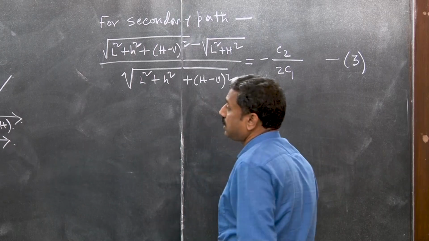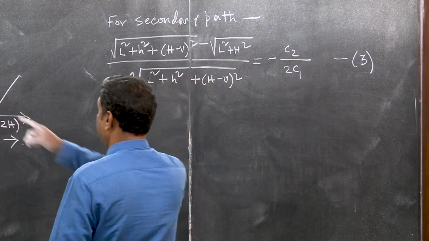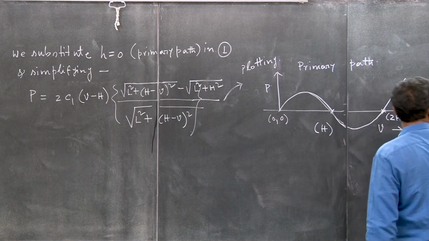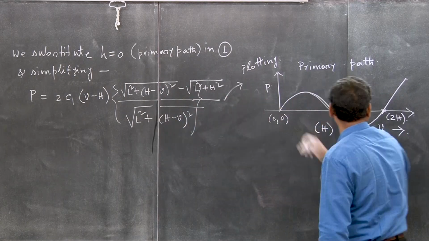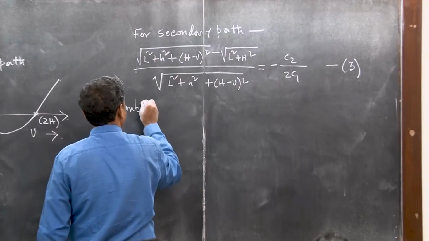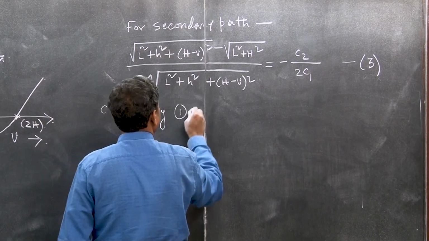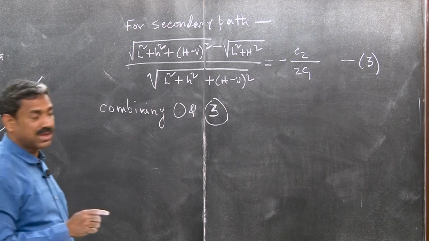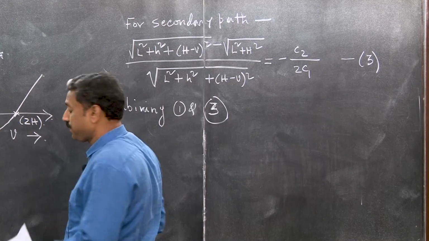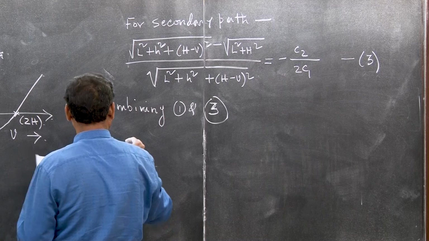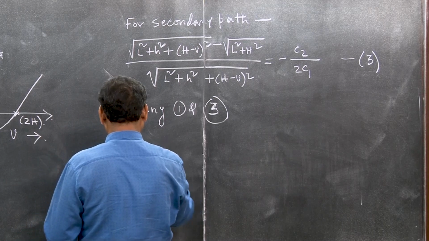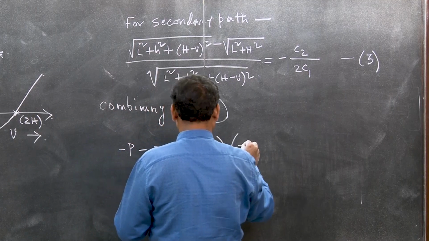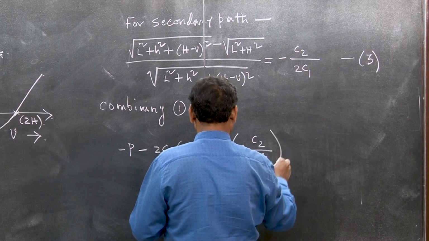Now, we will combine equation 3 with 1. Okay, equation 3 we will combine with 1. If you combine with this expression, then what will happen? Combining 1 and 3, that means secondary and primary path both, we are substituting equation 3 in this. Then you will see what you are going to get, it will be P minus E minus 2 C1 H minus small v minus C2 by 2 C1 is equal to 0.